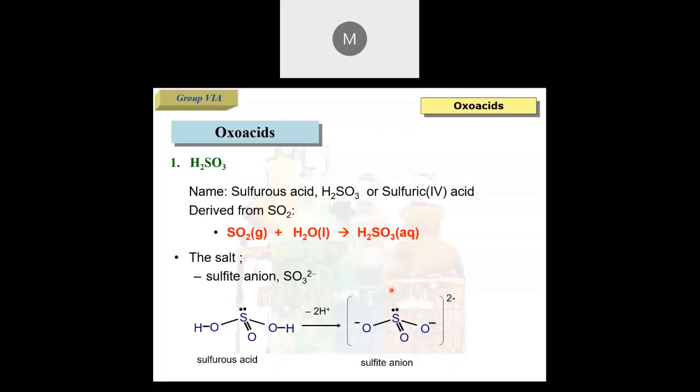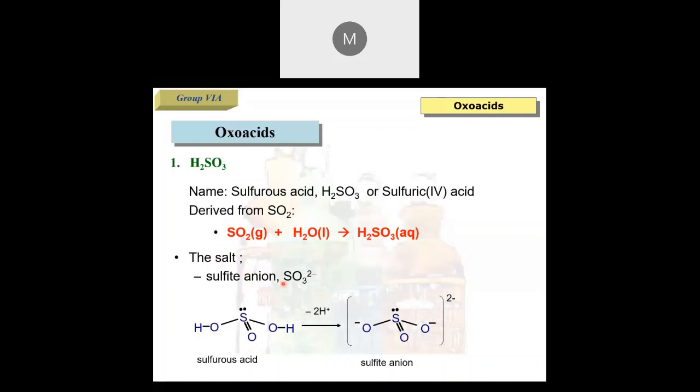Okay, so finally we'll look into the oxo acids. So we have the sulfurous acid, or sulfuric acid with the oxidation number of 4. It is derived from sulfur dioxide. So please remember the equation is from sulfur dioxide. As for the sulfuric acid with the oxidation number of 6, it derives from sulfur trioxide. So these are the differences.